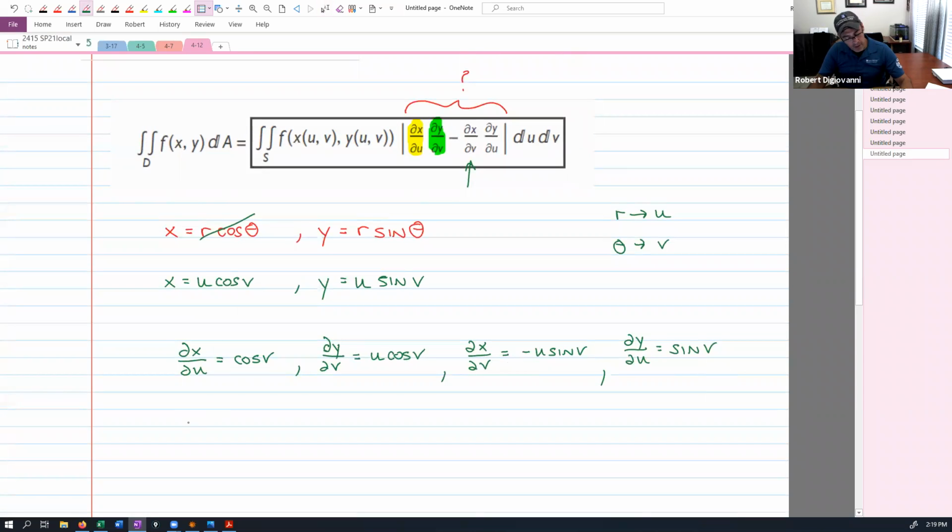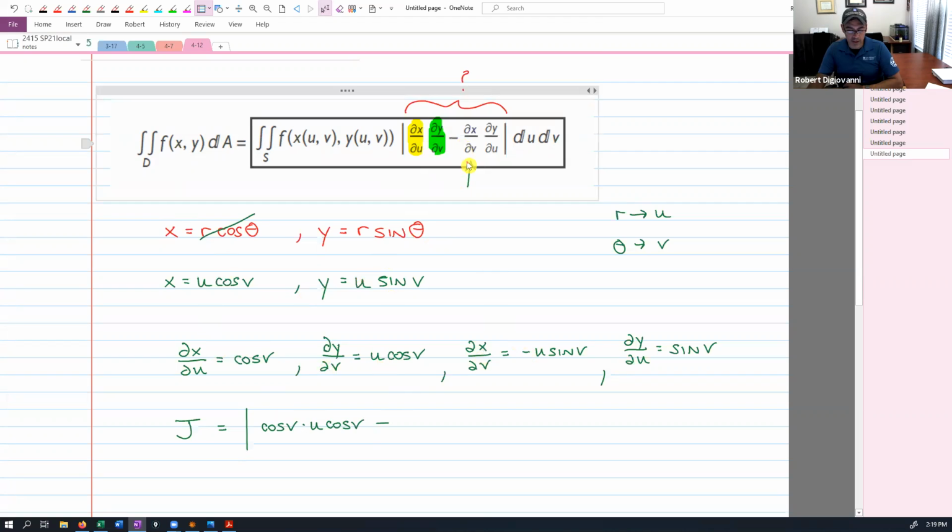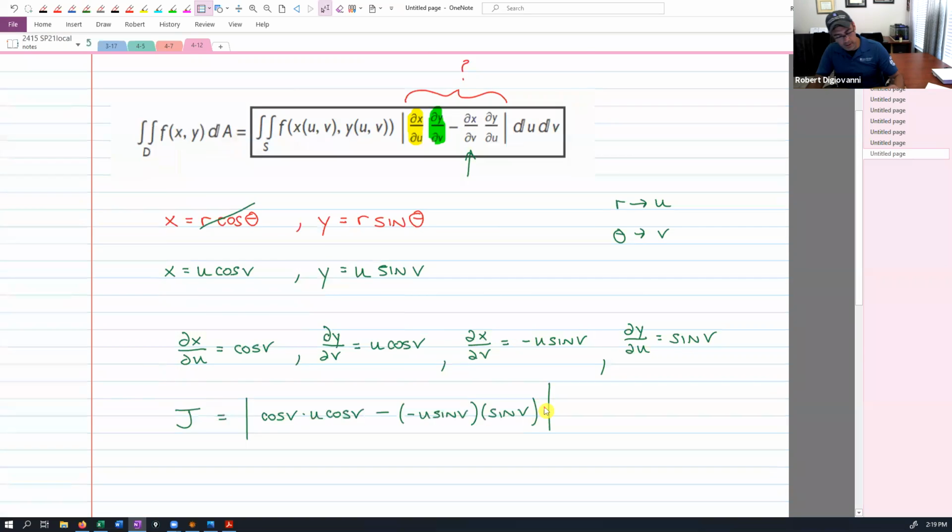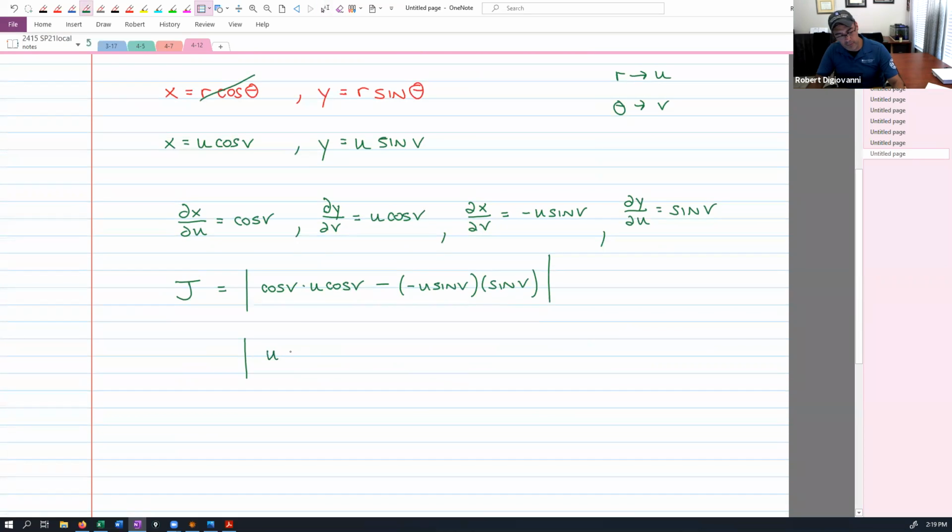Okay, so let's find the Jacobian. I'm going to call it capital J. The Jacobian, and we'll take the absolute value of it, is going to be the partial of x with respect to u, which is cosine v, times partial of y with respect to v, which is this one, u cosine v, minus partial of x with respect to v, which is negative u sine v, and then times partial of y with respect to u, which is again sine v. And then, do y'all see what's going to happen here? U cosine squared v plus u sine squared v. We can factor out a u.